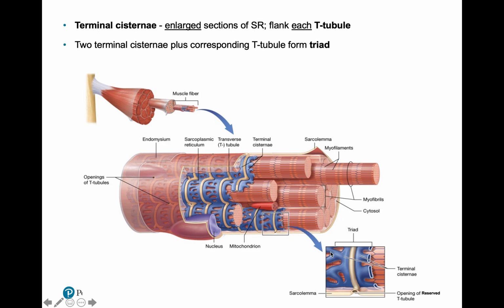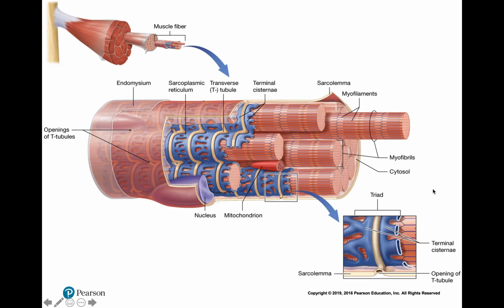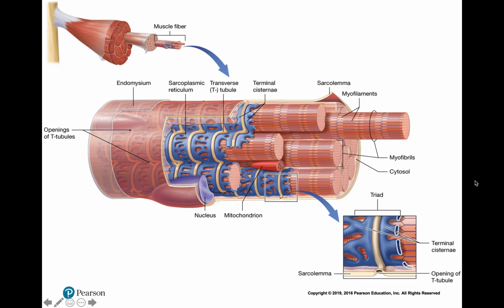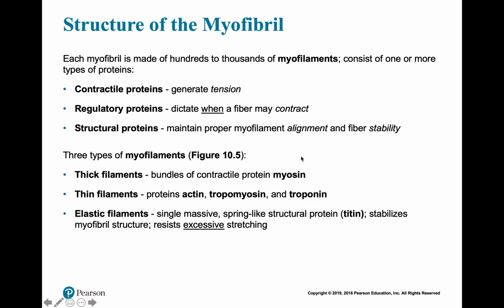Terminal cisternae, talked about that. Those are the enlarged portions of the sarcoplasmic reticulum. Together, the terminal cisternae and the transverse T tubule form the triad. All right. So yes, I hit on all the key points that I wanted to talk about. So now let's focus more on these myofibrils and how they are structured. What's the anatomy of a myofibril?